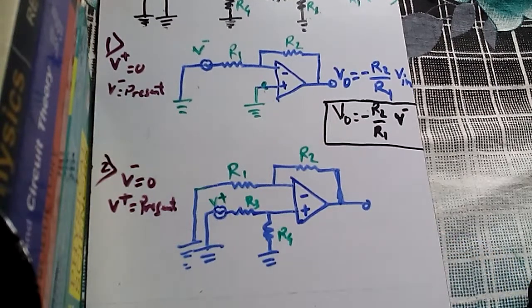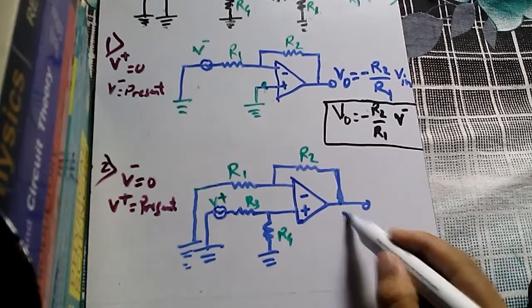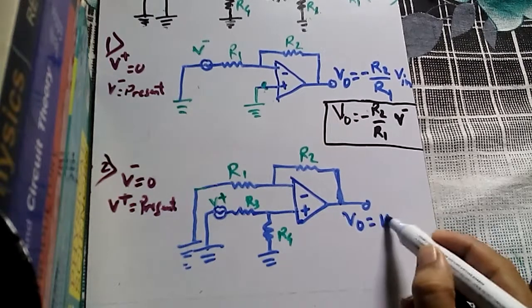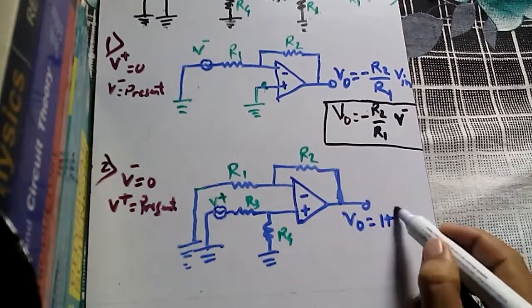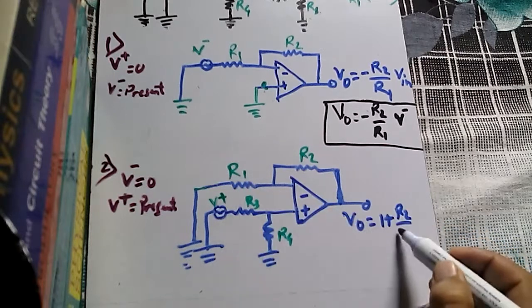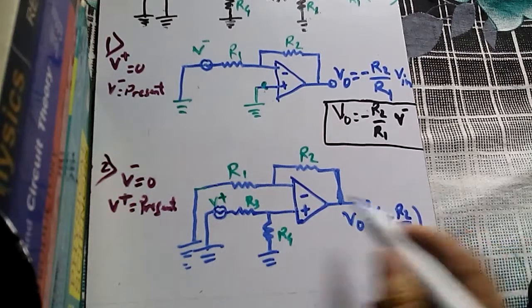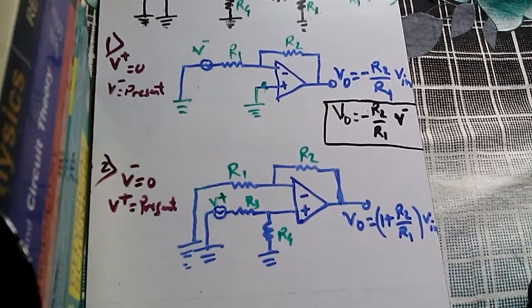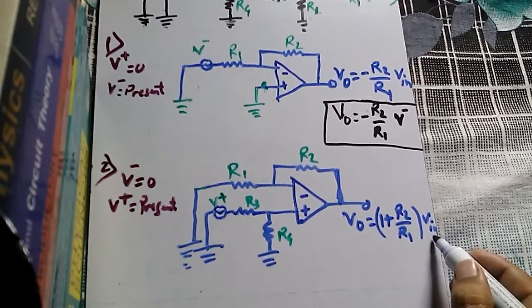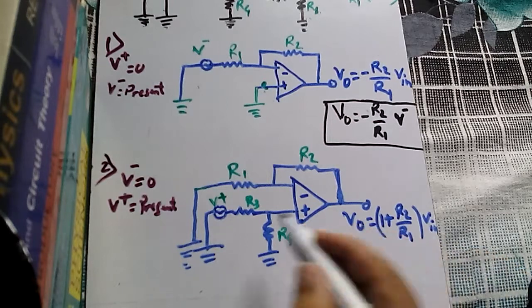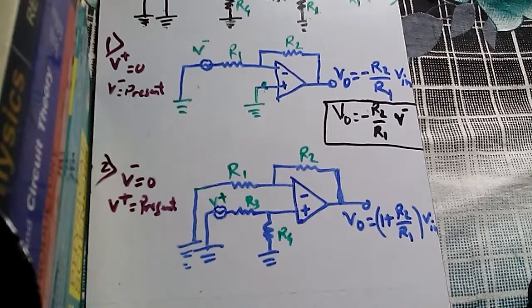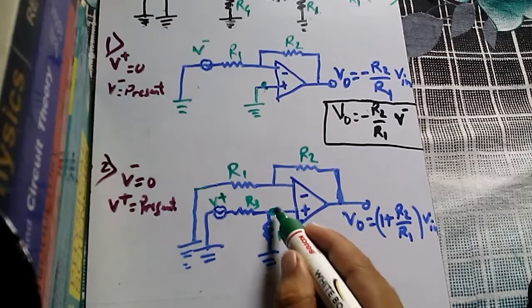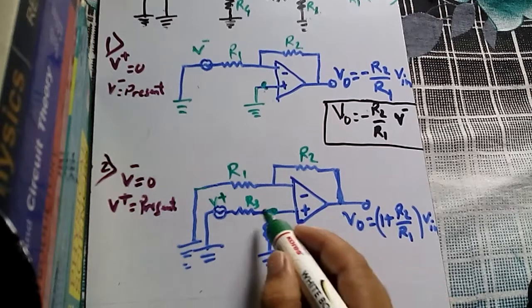Now what is the output formula? The output formula we know is 1 plus feedback resistance, that means R2 by R1, times V input. Now we have to find this V input. And what is the input? The input at this point. We have to find the input at this point.